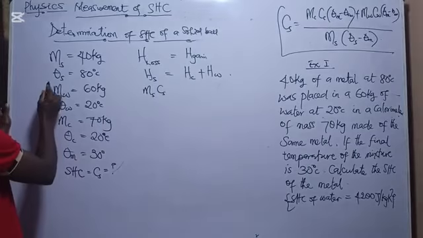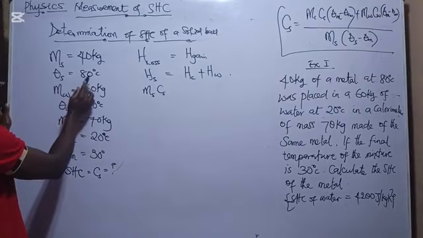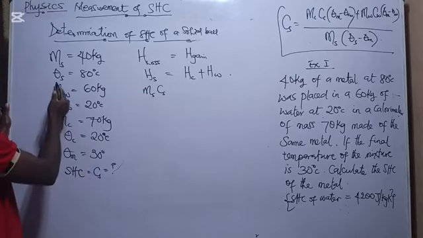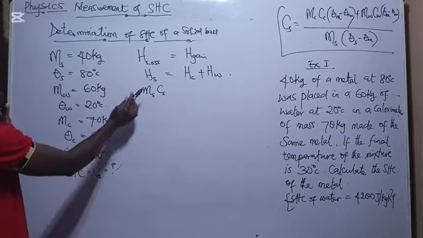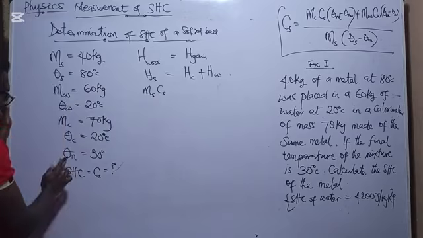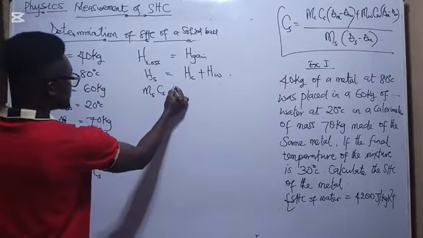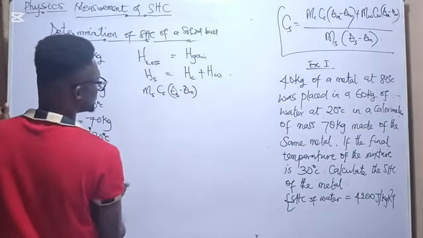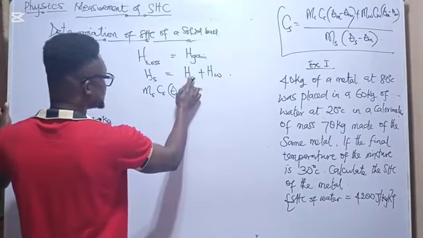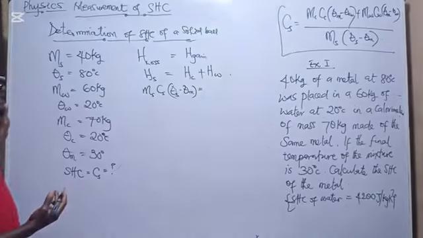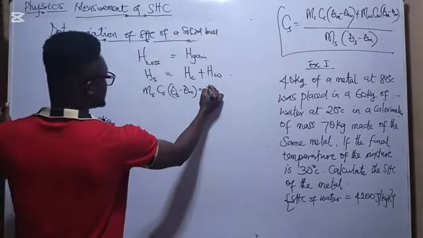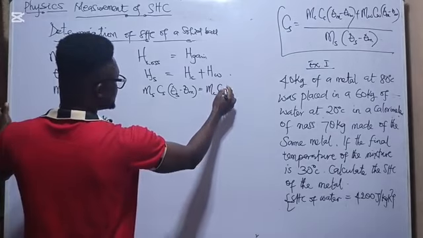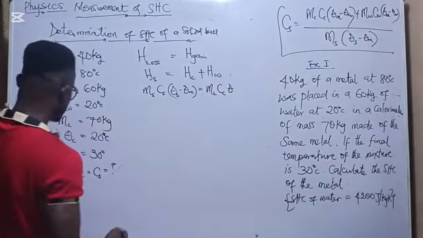Now, the initial temperature of the solid is 80 degrees Celsius, while the temperature of the mixture is 30 degrees Celsius, which means there is what? A decrease in temperature of the solid from theta S to theta M. So, the temperature of the solid minus the temperature of the mixture, which will now be equal to heat gained by the calorimeter. So, we have the mass of the calorimeter, the specific heat capacity of the calorimeter, then the temperature difference of the calorimeter.